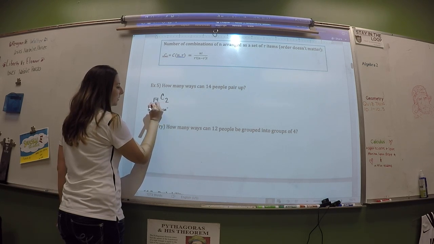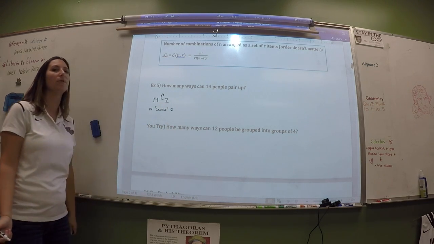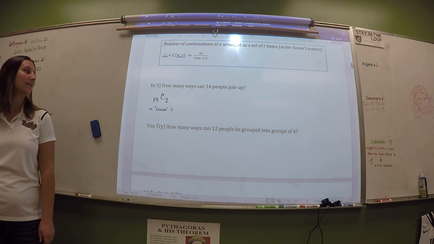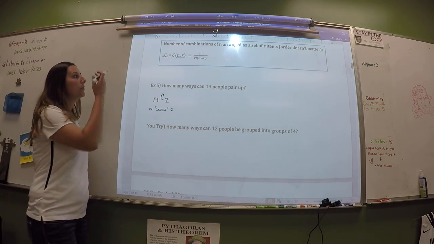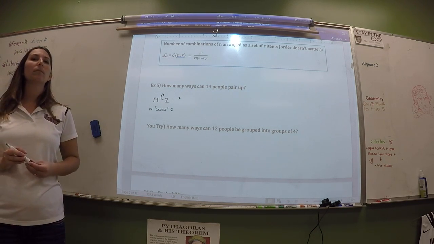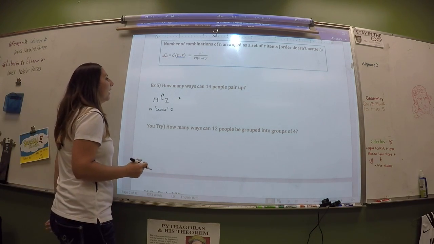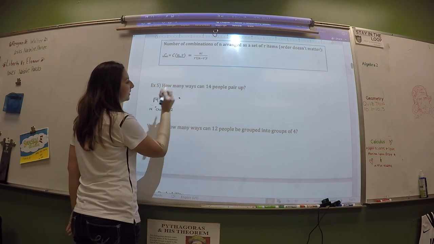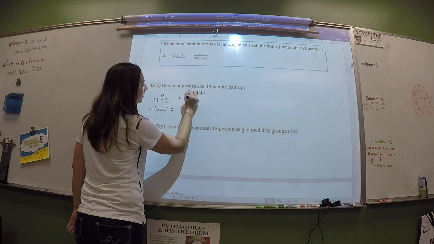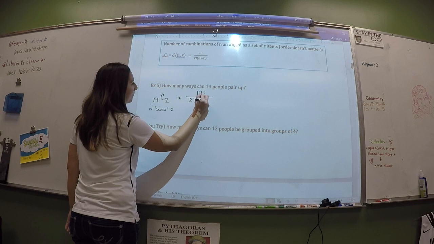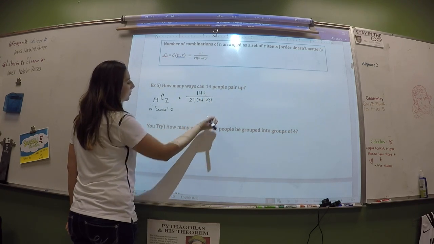We can read this as 14 choose 2. So if you ever hear that, that's how you would read it. Instead of saying 14C2, we say 14 choose 2. What we would do is take all 14 people, factorial, and divide that by 2 factorial times 14 minus 2 factorial.